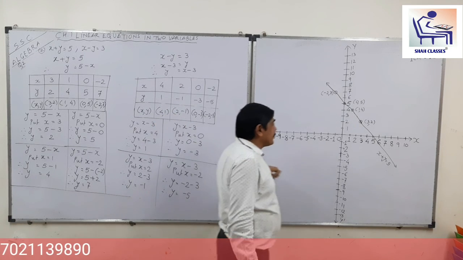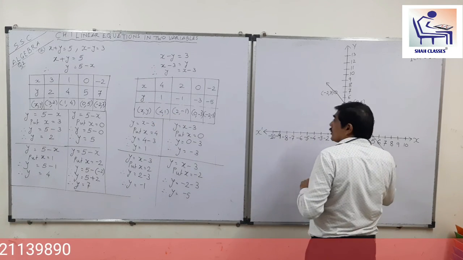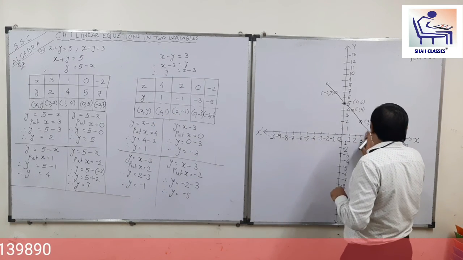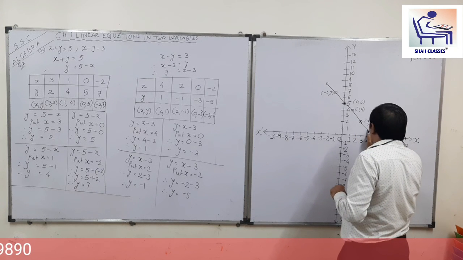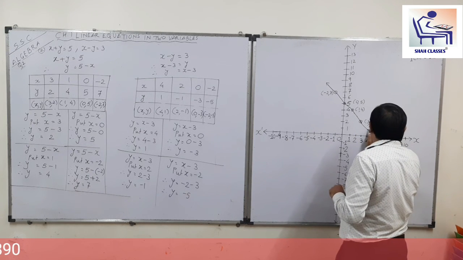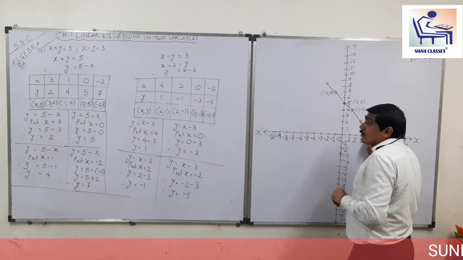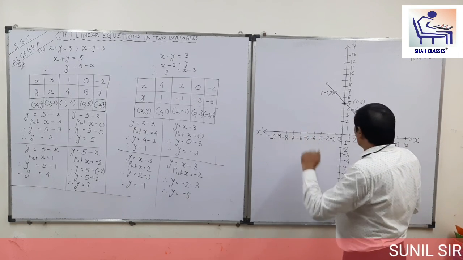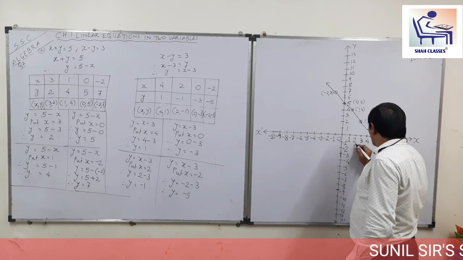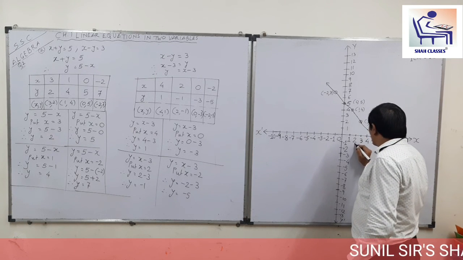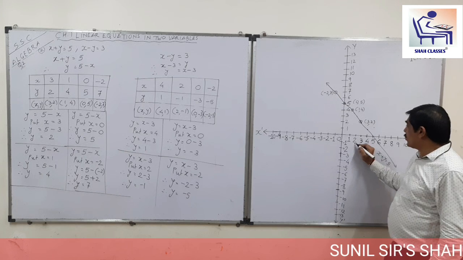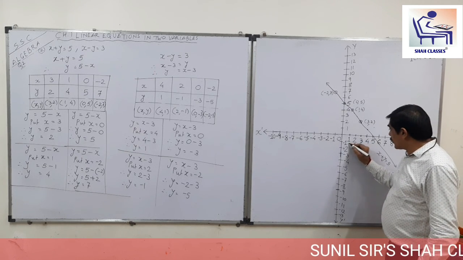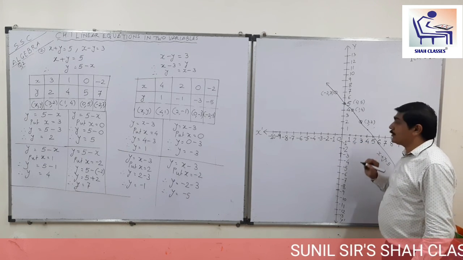4, 1. So your first point is 4 and 1. So here we are getting 4, 1. Second point is 2 minus 1. So on the x-axis, please remember, on x-axis 2 and on the y-axis minus 1.